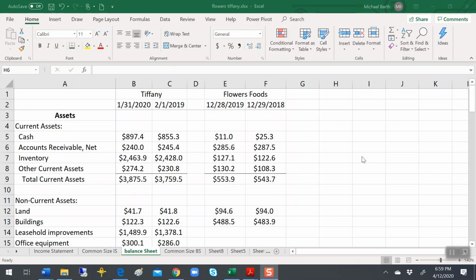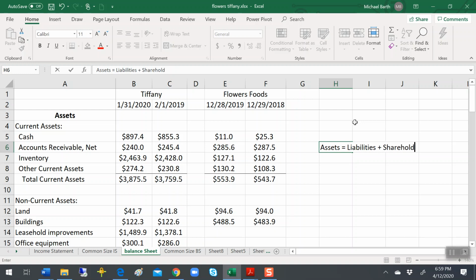That means that the assets, which is what a company owns, has to balance with where they got the money to buy the assets. It's either liabilities or it's shareholders' equity. Now, most people just say equity in there.